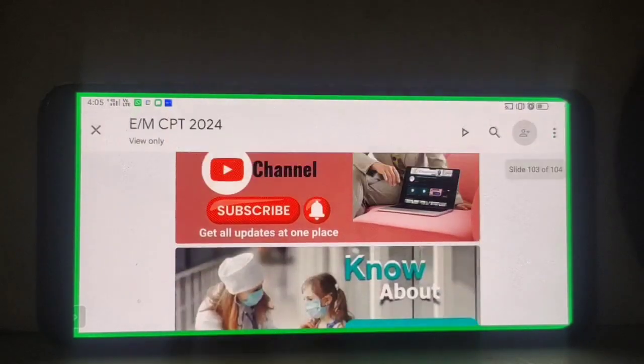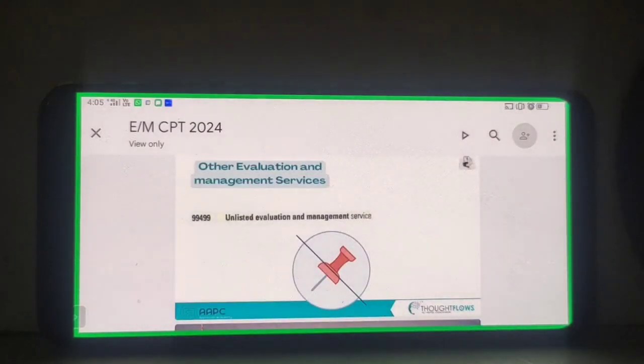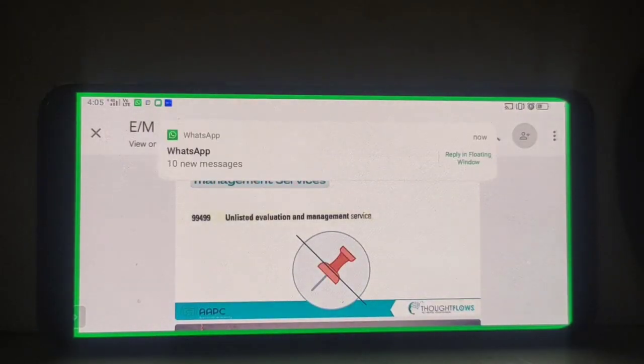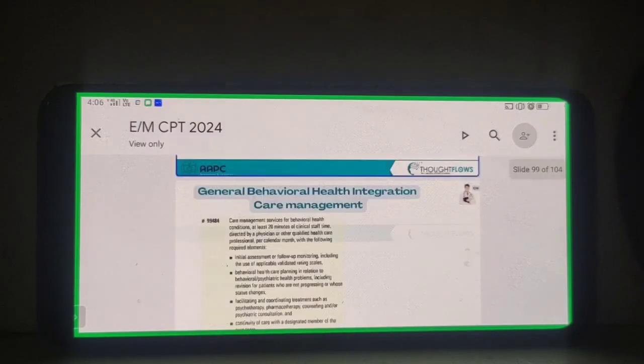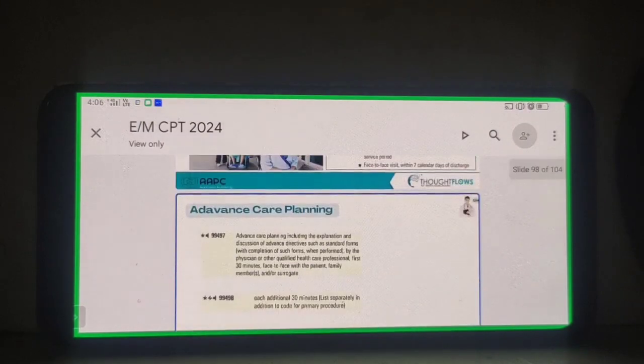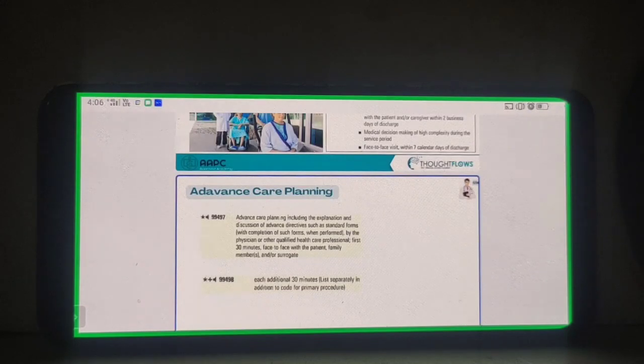So E/M is over. Any doubt? Any question? Yes, ma'am. Yes, what's your doubt? Ma'am, transitional care, can you explain it? Sorry, your voice is not clear. Ma'am, transitional care before advanced care planning.